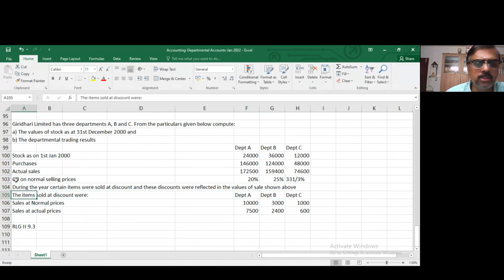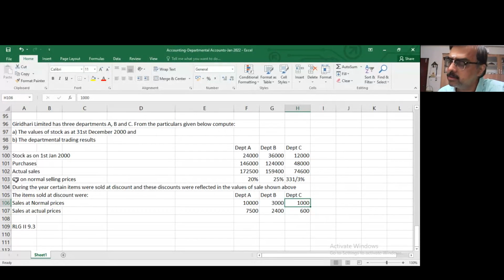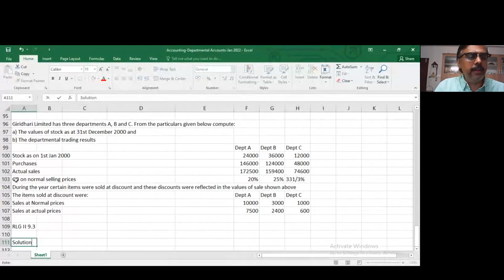The items sold at a discount were as follows: Department A 10,000 at normal price, actual price is 7,500. That means they've given it at a discounted price. Department B 3,000 and 2,400, and Department C 1,000 and 600. So they've given us information regarding sales at a discounted price. We need to know how to get the results. I think we have some time, so we'll quickly do the problem. It's a simple one.